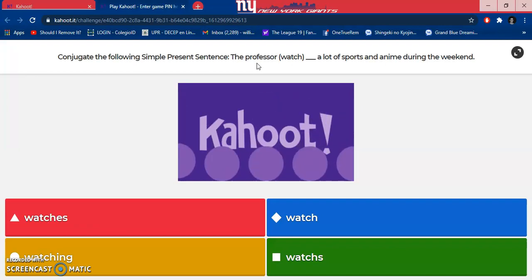Pero en caso de que estamos utilizando he, she, it. Tercera persona, singular. We're using third person singular again. If we're using third person singular again, como está en tercera persona singular, we conjugate the verb. Le añadimos plural. And since it ends with ch, we add es.